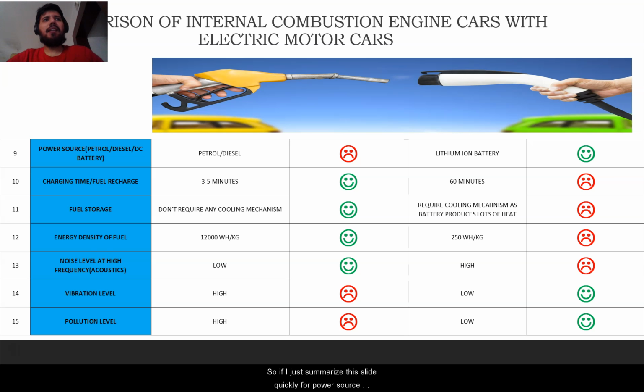So if I just summarize this slide quickly, for power source, the lithium ion battery is a better choice. In terms of charging time, petrol and diesel cars are quick. Charging is a concern for electric vehicles. Fuel storage: a cooling mechanism is not required in petrol or diesel cars, so they are the winner. Energy density of fuel, again petrol and diesel cars are the winner. They have a high energy density of fuel. Noise level, again from an acoustics point of view, petrol and diesel cars are better. Vibration level, electric cars are the clear winner. Pollution level, again the electric cars are the winner.